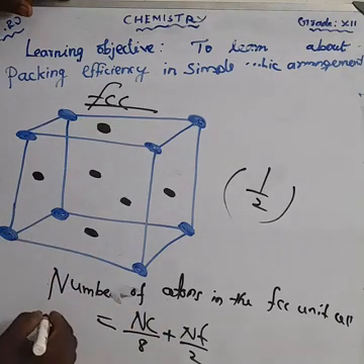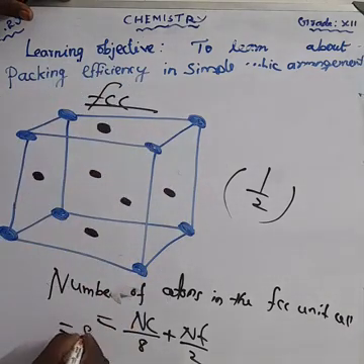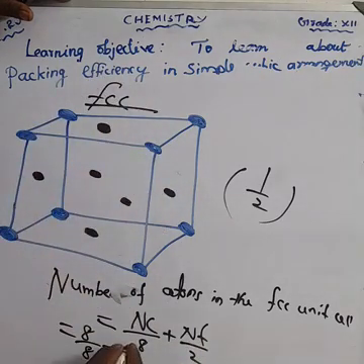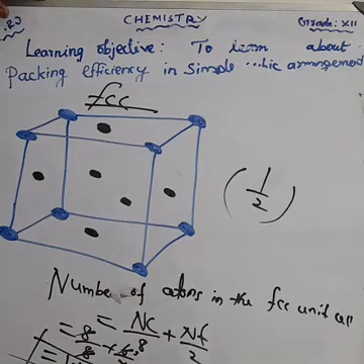So, can you say what is the value? It is equal to NC divided by 8. Number of corners is how much? Number of corners is 8, so 8 by 8, plus NF. Number of faces how much? Number of faces is 6, so 6 by 2. Okay, so can you say what's the answer? It is equal to 1 plus 3, which is equal to 4. So we get 4 as the answer. Don't forget that the number of atoms in the FCC unit cell is equal to 4. Okay. The next one.